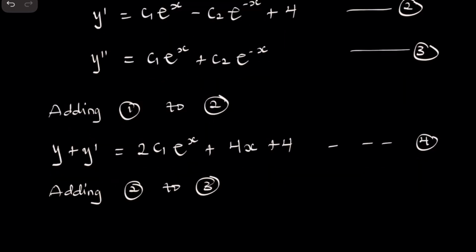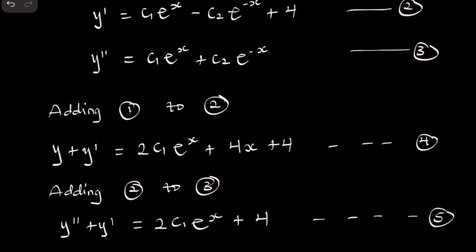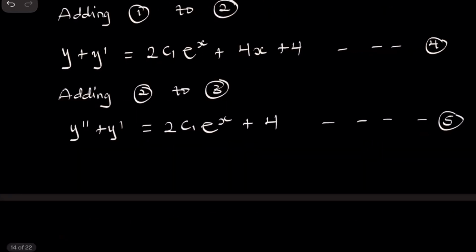Adding equation 2 to equation 3, we are going to have y double prime plus y prime is equal to 2c1 e^x, then plus 4. So let's call this guy, say, equation 5. So now we focus on equation 4 and equation 5. How do we eliminate c1?